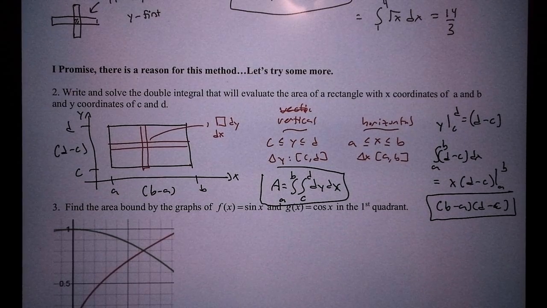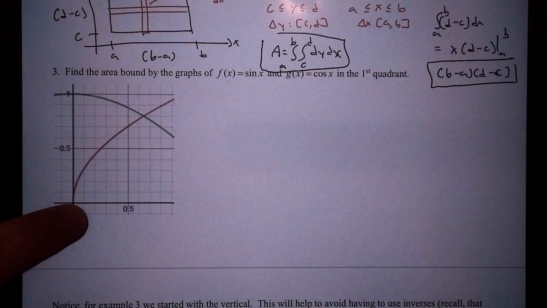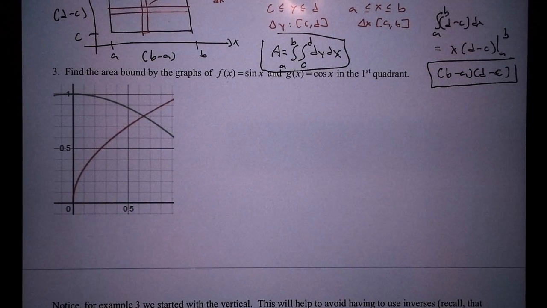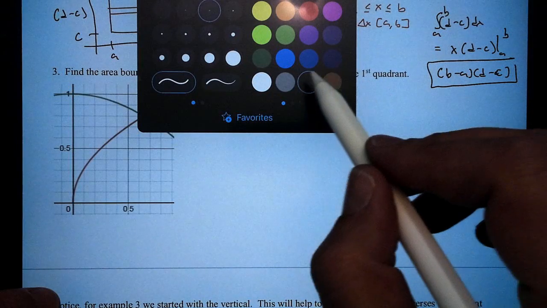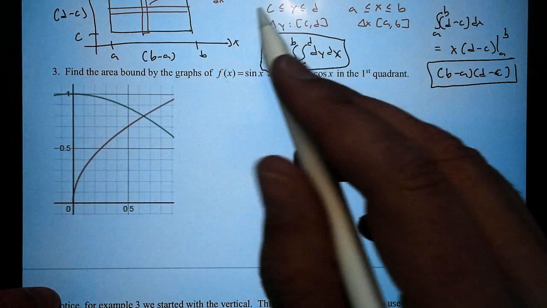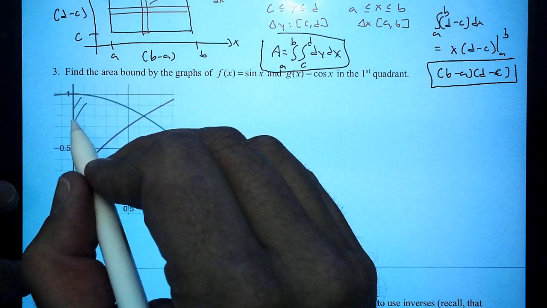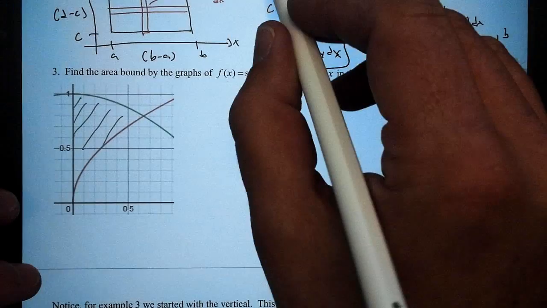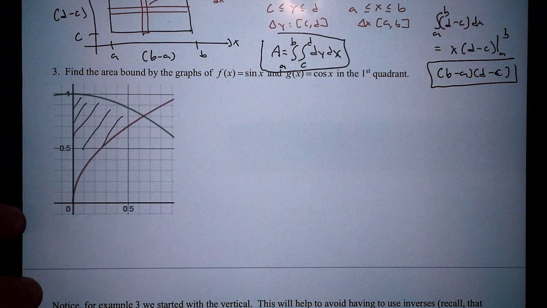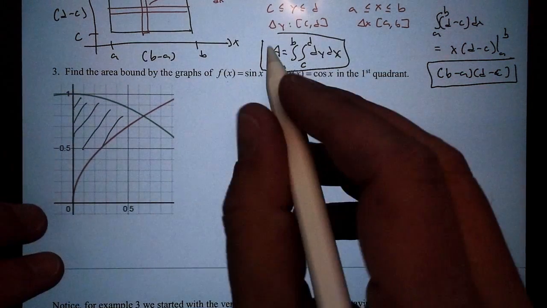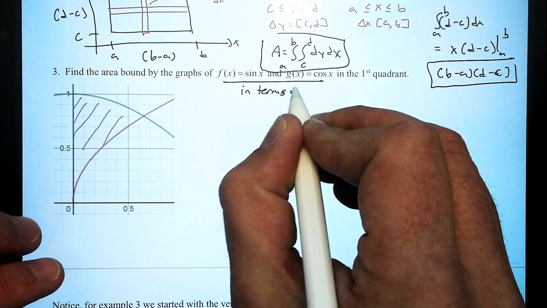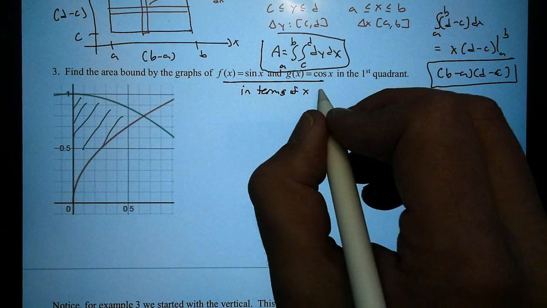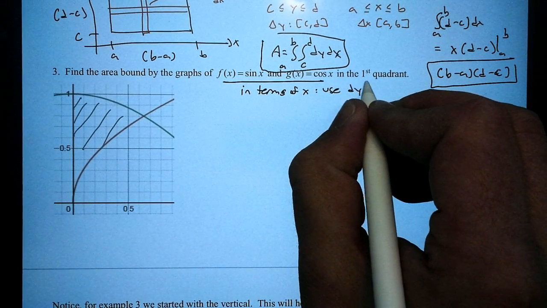All right, for example number 3, let's take a look. We want to find the area bounded by the graphs of y equals sine of x and g of x equals cosine of x in the first quadrant. So the first thing we have to do is determine which is our shaded region here. We want the area bounded, so we're definitely looking at this region right in here. Now notice we are in terms of x.